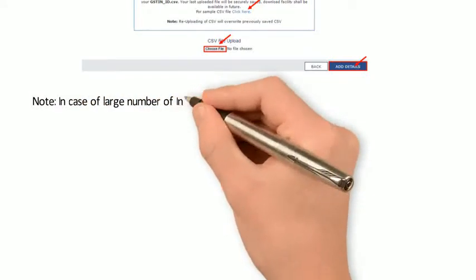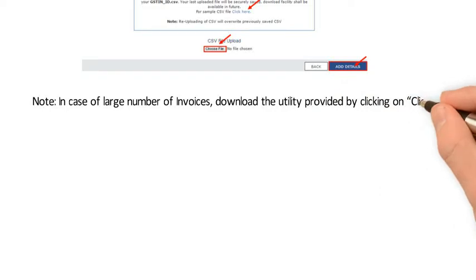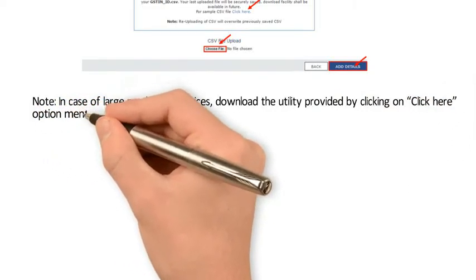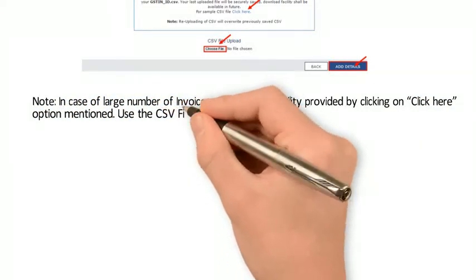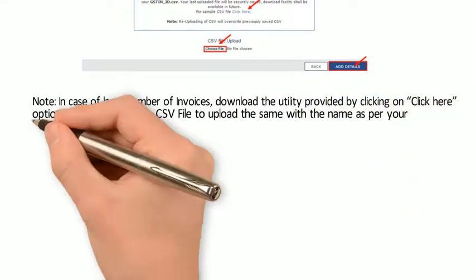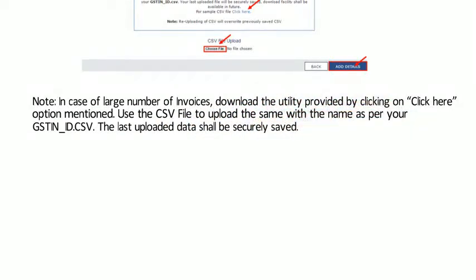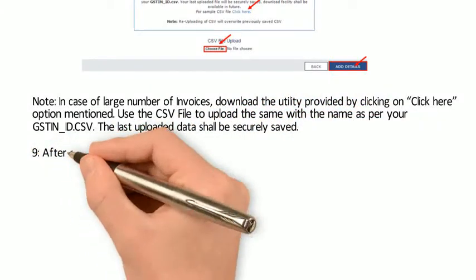Note: in case of a large number of invoices, download the utility provided by clicking on the Click Here option mentioned. Use the CSV file to upload the same, with the name as per your GSTIN ID CSV. The last uploaded data shall be securely saved.